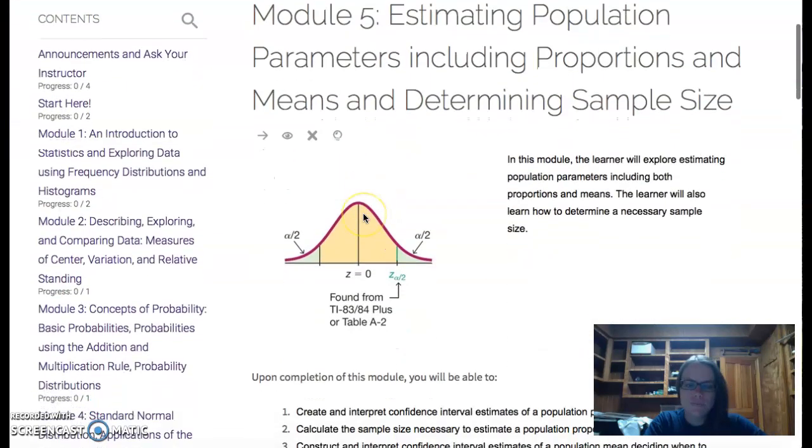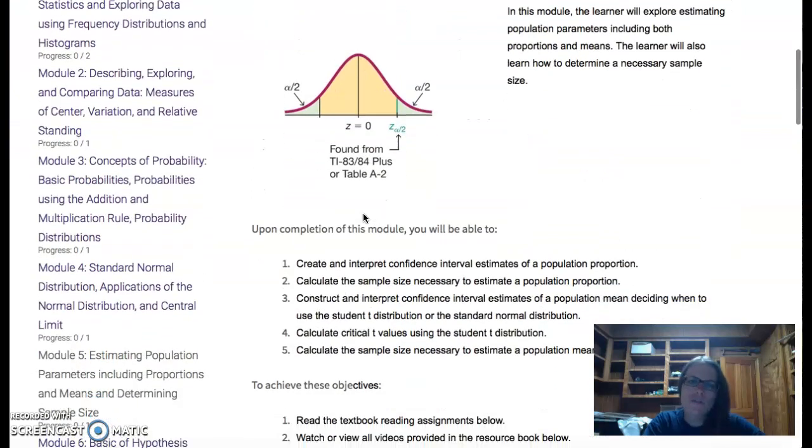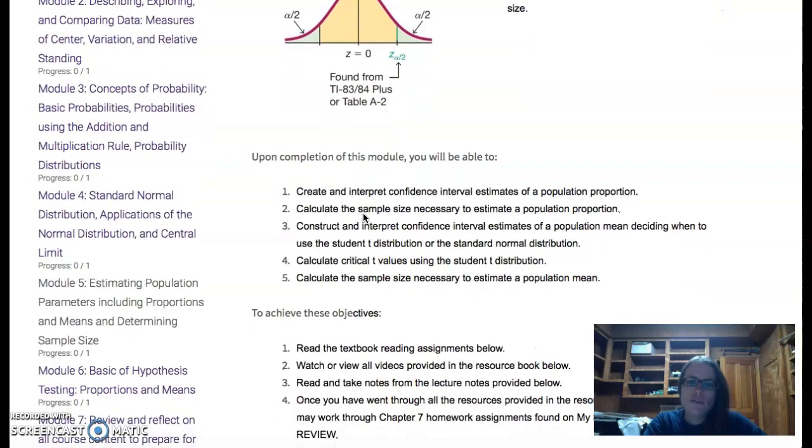And so we're going to use both the TI graphing calculator. I'm going to have videos discussing how to calculate these intervals by hand using formulas, and also how to use the graphing calculator. The choice to use the graphing calculator or the formulas is up to you. I recommend when you're working through these problems that you actually do it both ways. I think it's good practice to do it both ways.